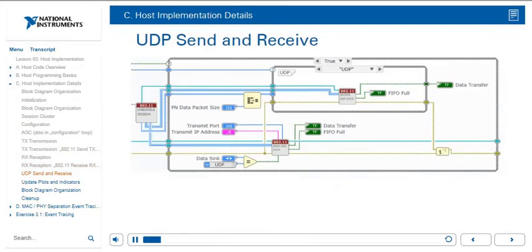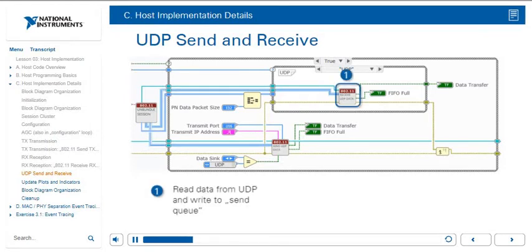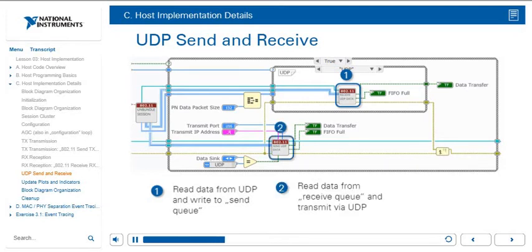Next, let's move on to look at the UDP send and receive loop. There's really two main chunks of code to care about here. The first is the module to read data from the UDP port and write it to the send queue. In other words, if we are trying to stream video over the air, this block will allow us to read the video from a UDP port and send that down to the FPGA.